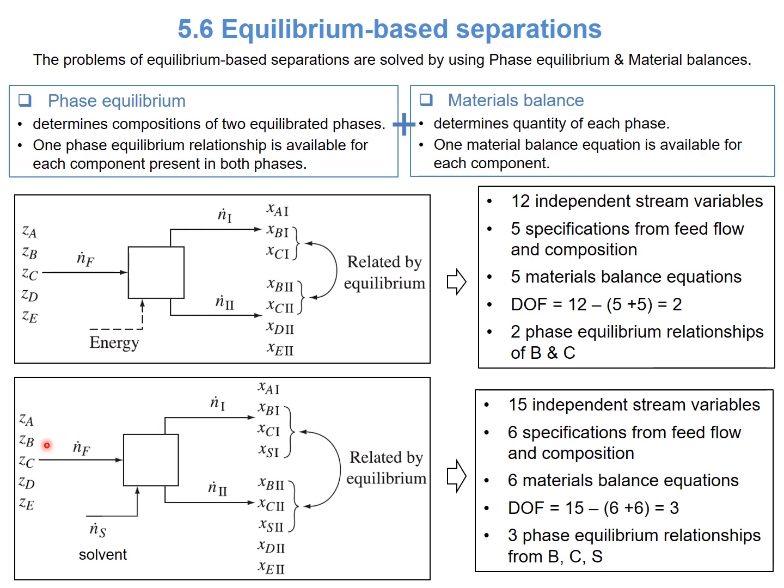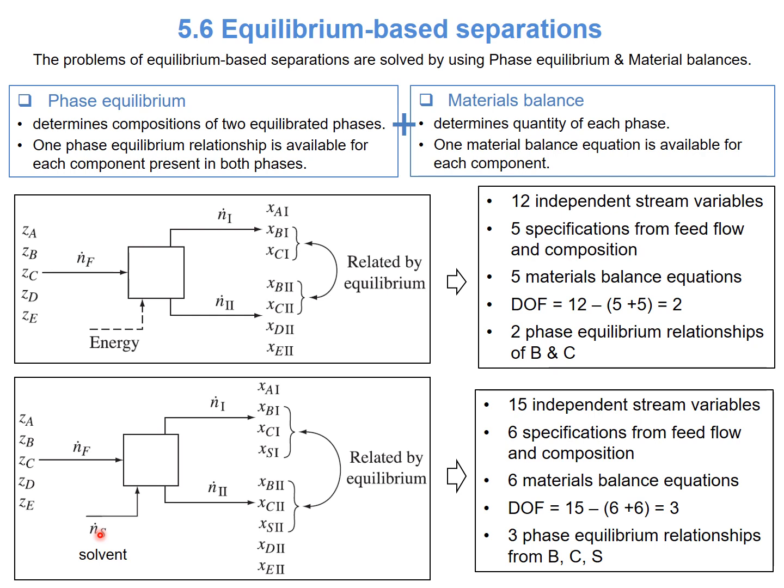How many independent stream variables are there? Or how many variables are there? Input 5, output 1, 4, output 2, 5, and then one more thing, solvent. So 15 independent stream variables are available in this problem set. Also, if we know the information about the feed stream, then we could say 6 specifications from feed flow and composition.